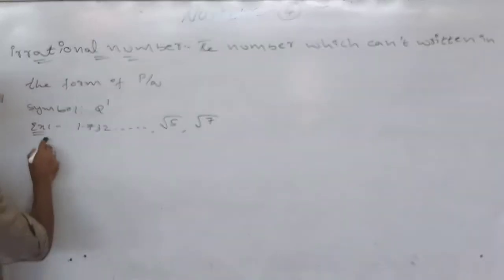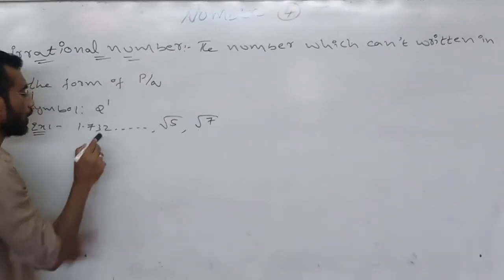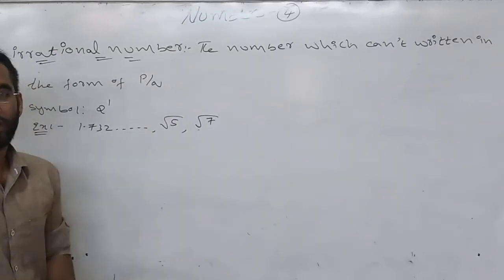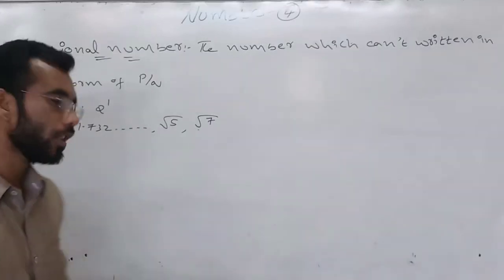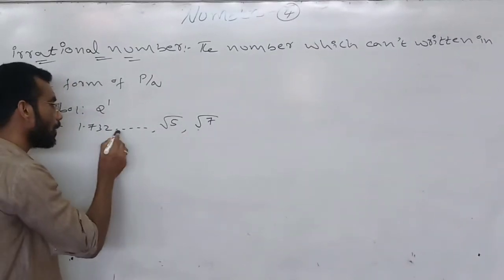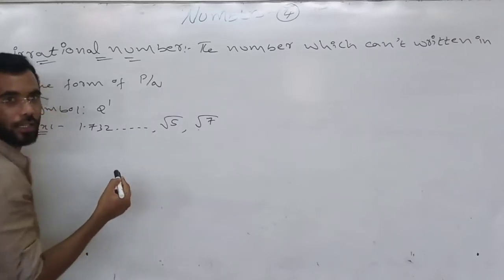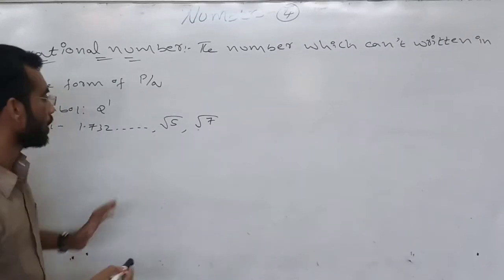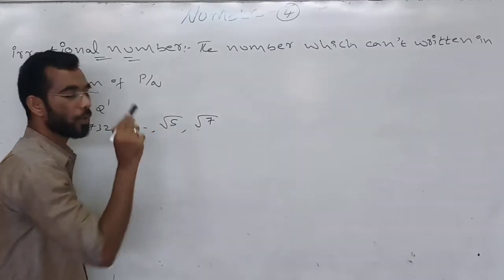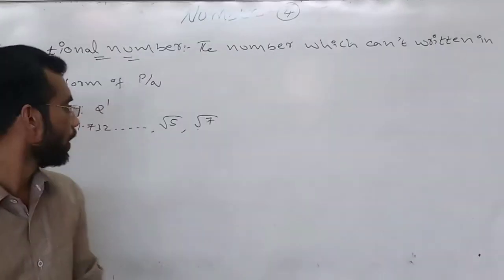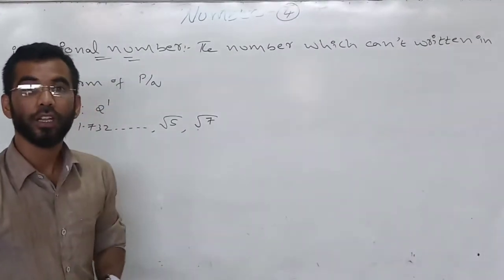Okay. Now, example 1.732 with dashes. What do the dashes represent? That means the number is not ending. What will be the number after 2? We don't know. So a number which is not ending is called an irrational number. Also, we cannot take out a perfect square for root 5 and root 7, so they are also irrational numbers.